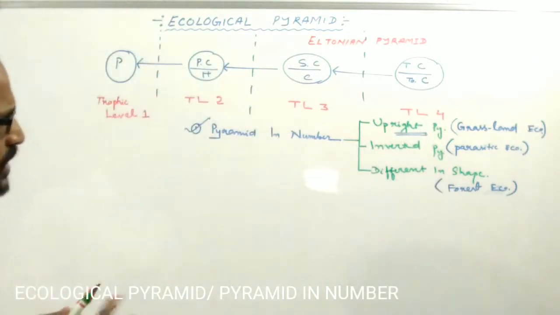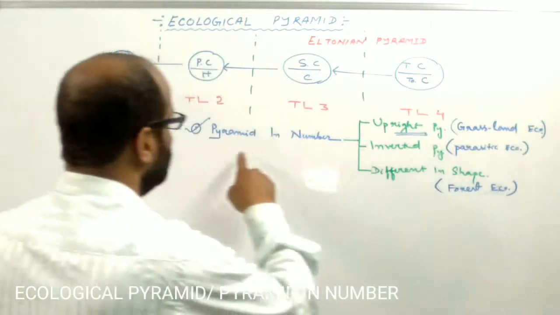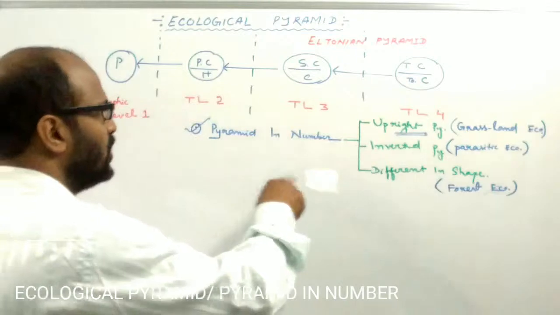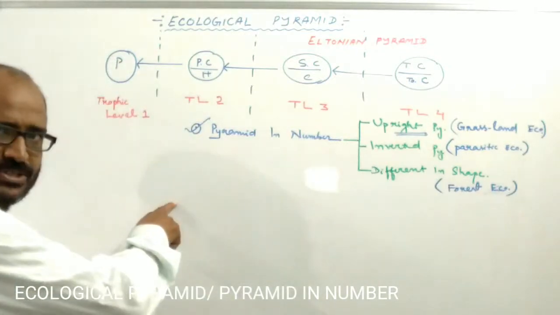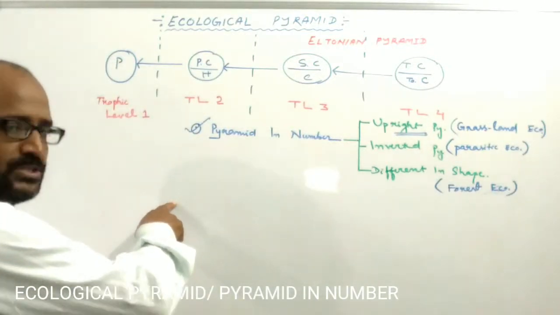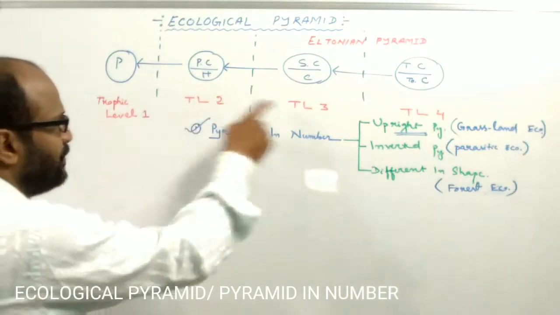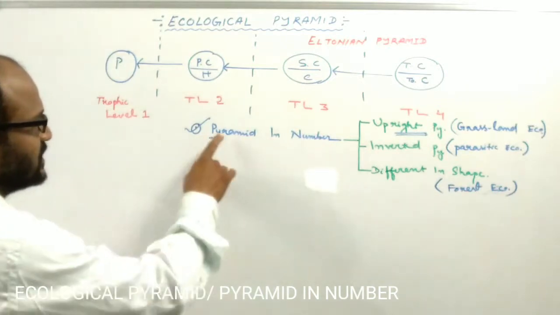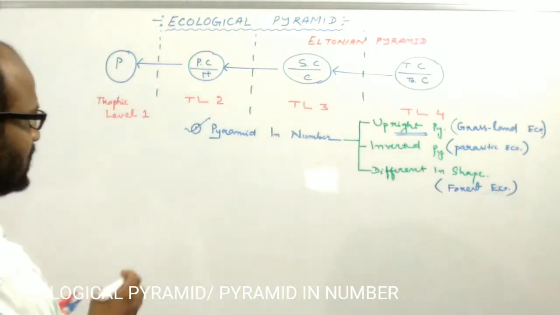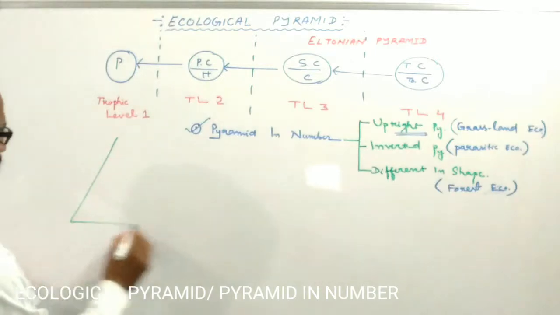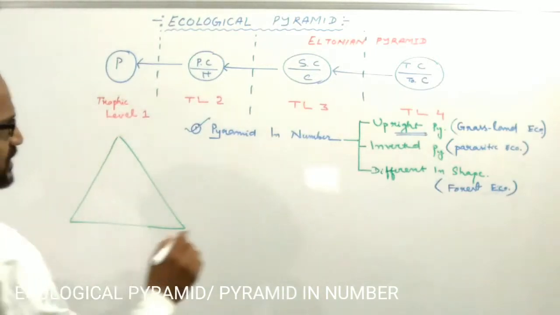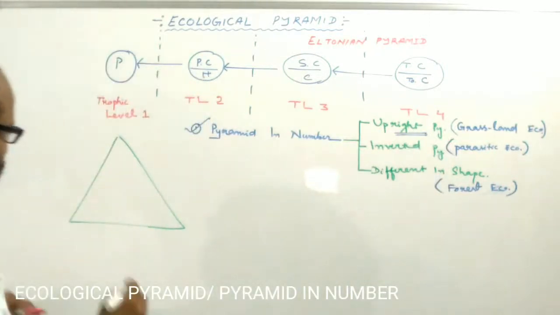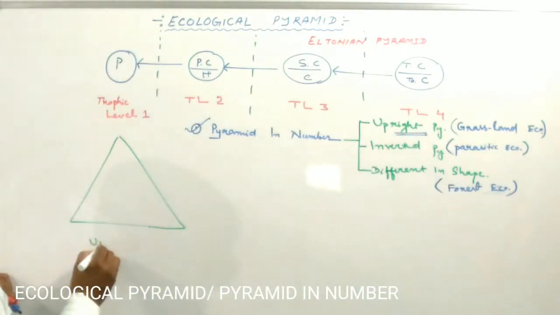Before going to the grassland ecosystem, you have to know what the pyramid in number is. The representation of the number of members of each trophic level in the ecosystem or food chain is known as the pyramid in number. In a pyramid in number, if it is upright, then it is known as the upright pyramid.